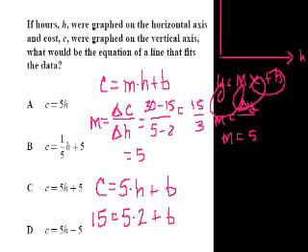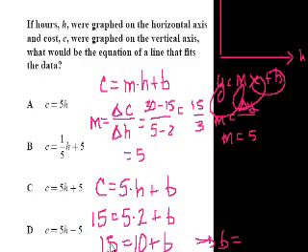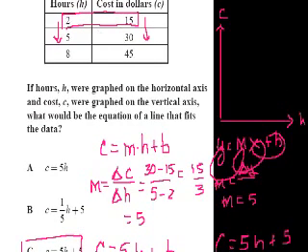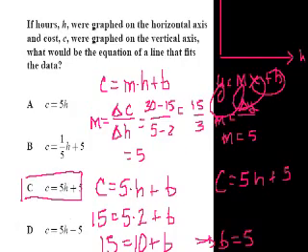And now we can just solve for b. So you get 15 is equal to 10 plus b. Subtract 10 from both sides. You get b is equal to what? 5. So the equation of this line is cost is equal to 5 times h, plus our y-intercept, or plus our c-intercept, we could say. So plus 5. 5h plus 5. And that is choice C. And if you try it out with these points, it should all work. Okay, next problem.